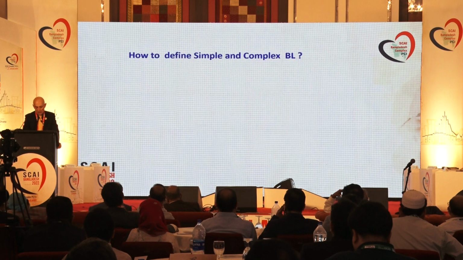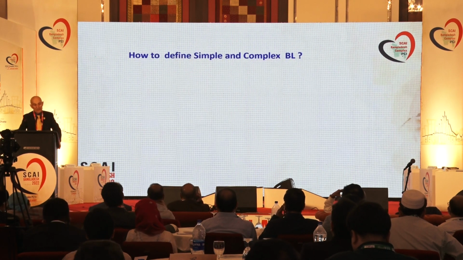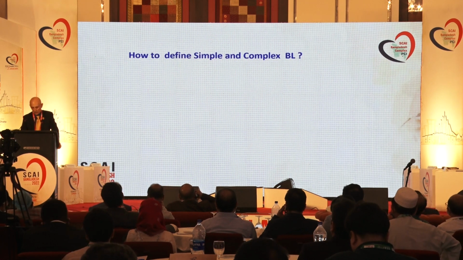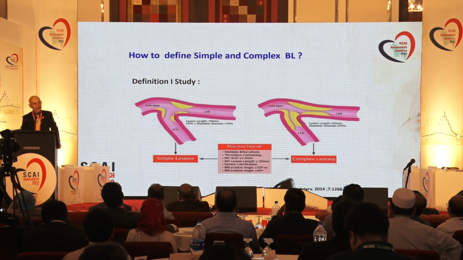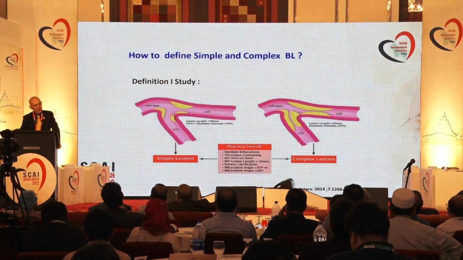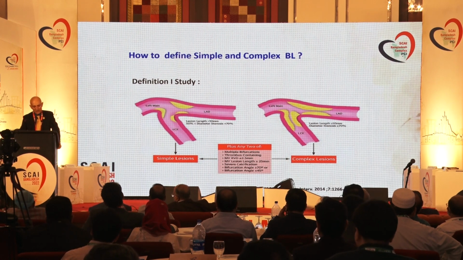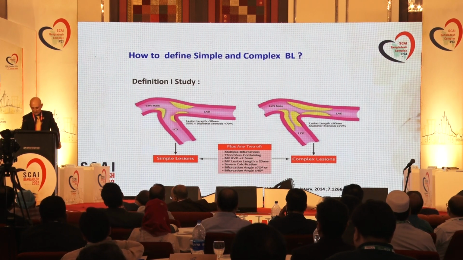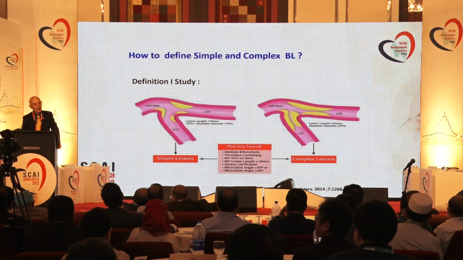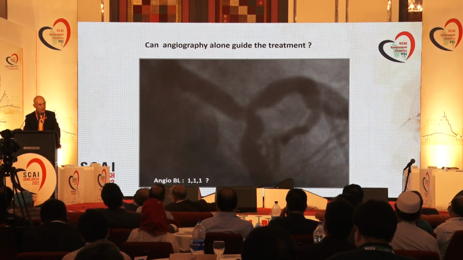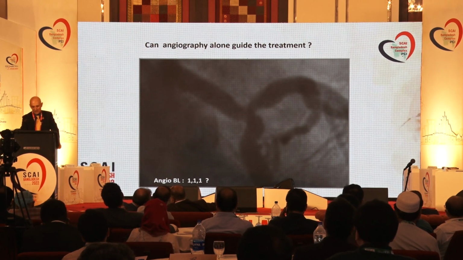So it has been mentioned before how to define simple and complex bifurcation lesion, and I think that the DEFINITION study finally gave us more criteria to base on in classifying the bifurcation, whether it is simple or complex, and accordingly to go for simple or complex bifurcation techniques. And this is not coming only by angio, but I think we should go also for IVUS in order to be sure that you are choosing the right criteria.